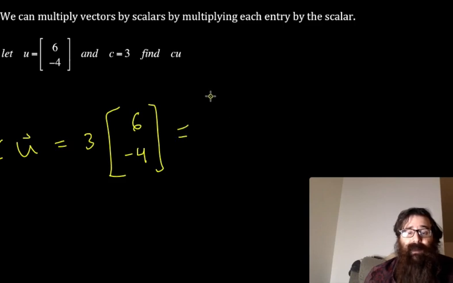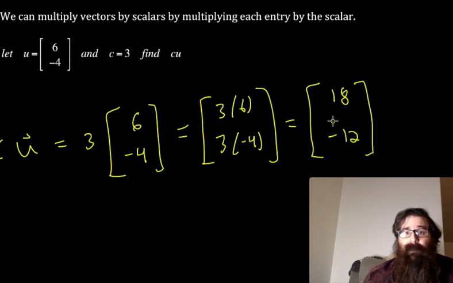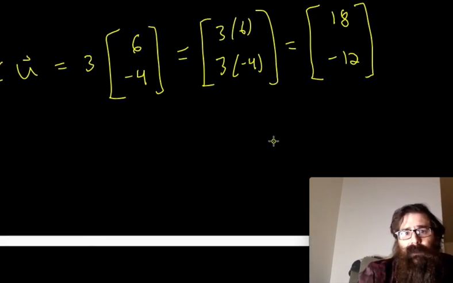And we would multiply each entry by the scalar, so 3 times 6 for the first entry, 3 times -4 for the second entry. 3 times 6 is going to give me 18. 3 times -4 gives me -12. And this is my vector c times u. So not so bad.